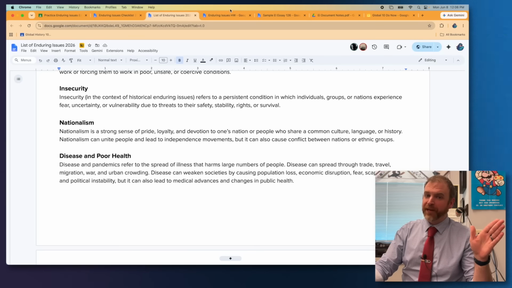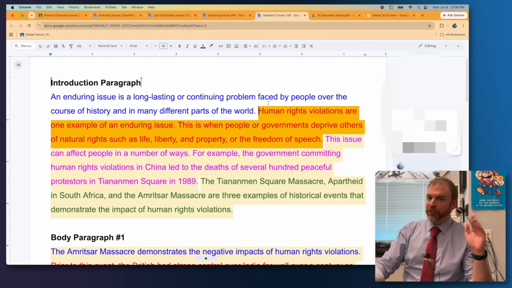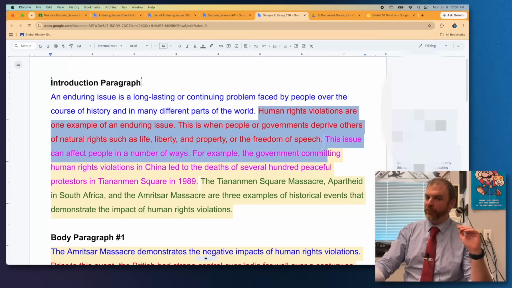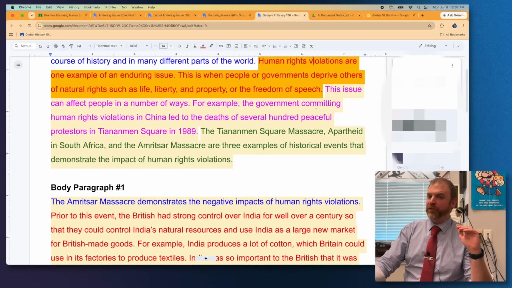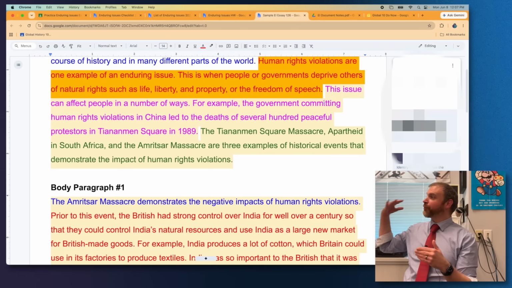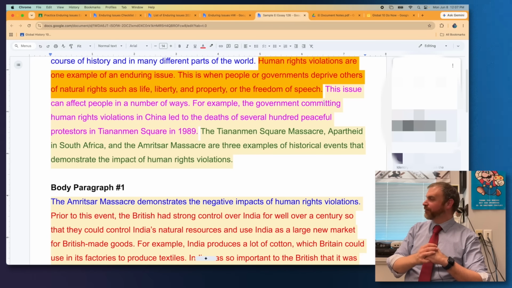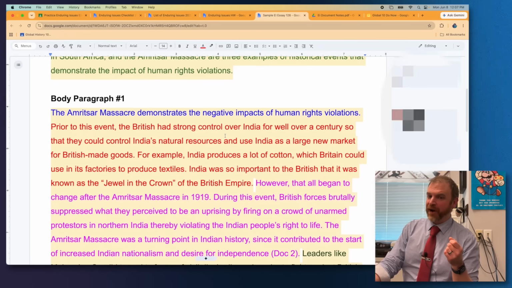Okay, so that's all I did with my introduction paragraph. I said what enduring issue means. I told the reader what enduring issue I'm writing about. I gave the reader a taste of why this issue is a problem. And then I cited 3 events from history from the 3 documents I'm using. And I said, these are gonna show that human rights violations is a big deal. Cool. Now what do I do in a body paragraph?